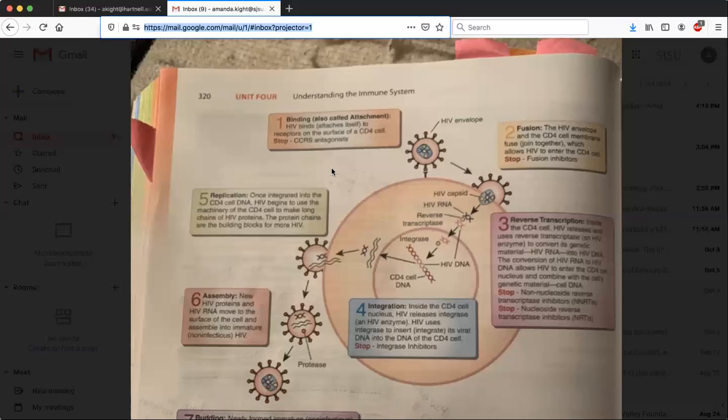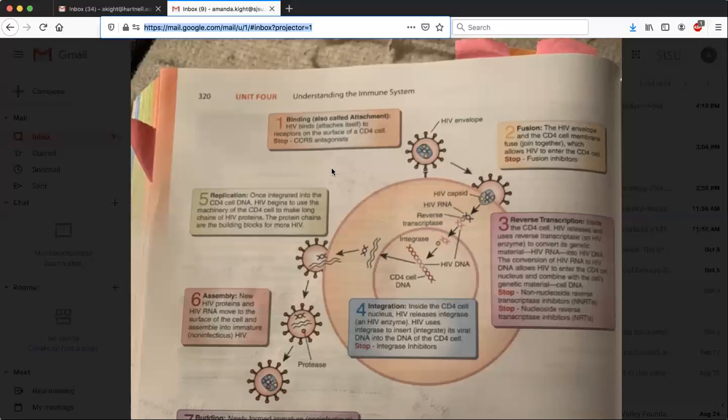And it's making a lot of them because it wants to spread it throughout the body in order to infect the body to where the immune system is not able to fight it off. These protein chains will then build building blocks for more HIV. And that obviously we know is not good.